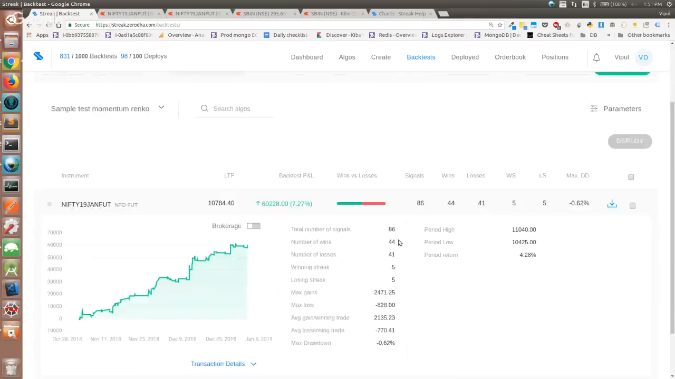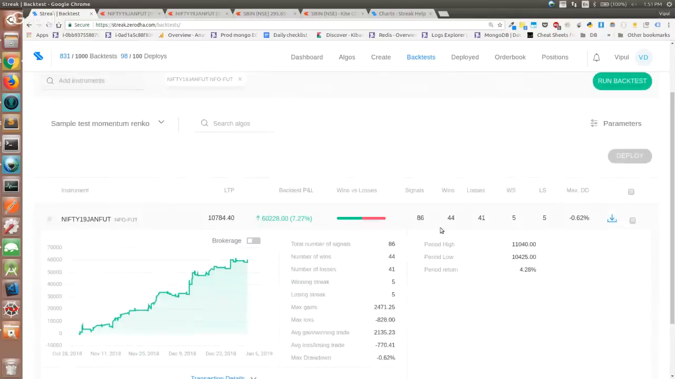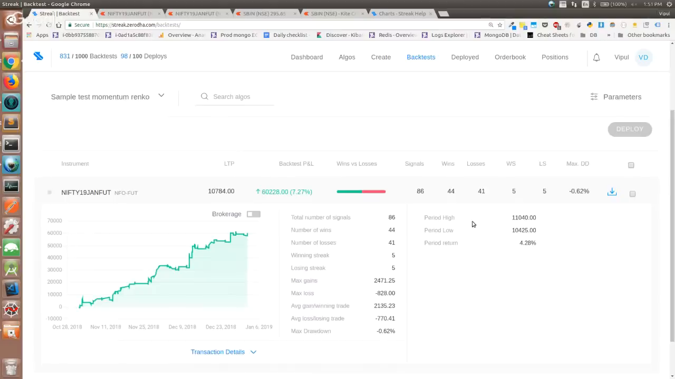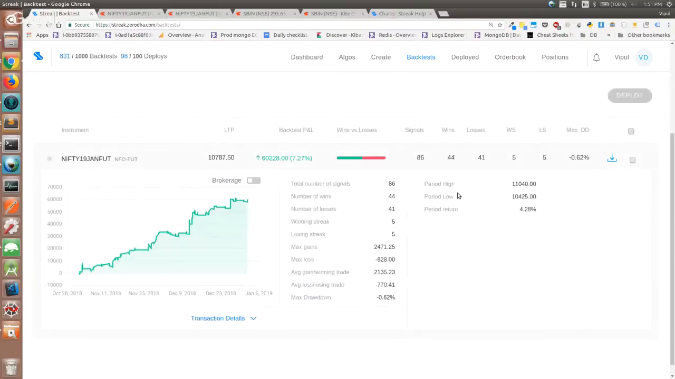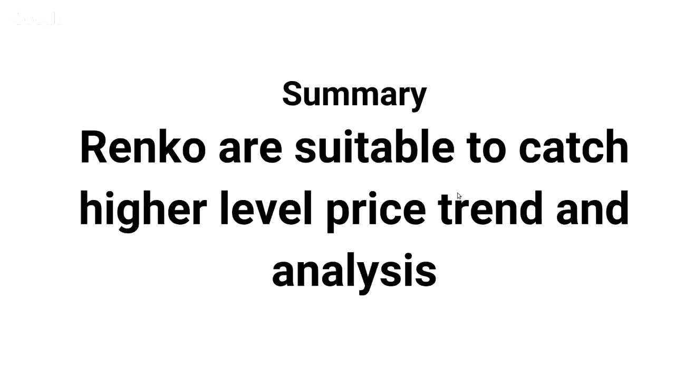Now with 15 as my brick size, my number of wins and number of losses became closer to each other, right? This is very significant. I didn't change any of the strategy. I just modified the brick size, and now I have more wins than losses, which was not the case previously.